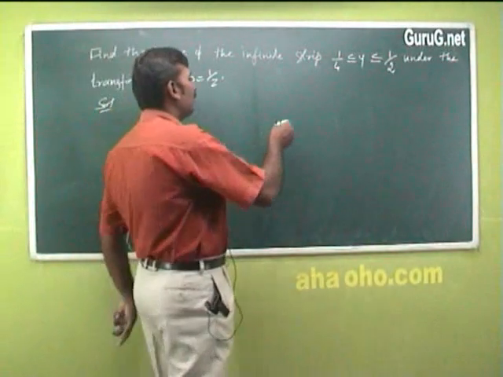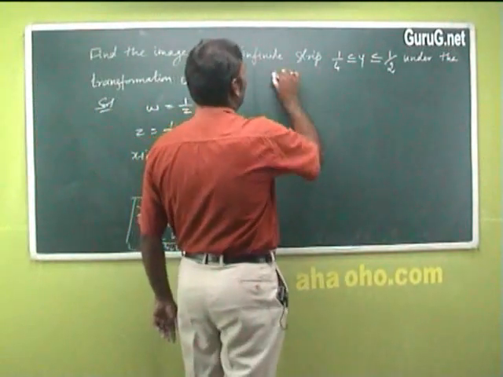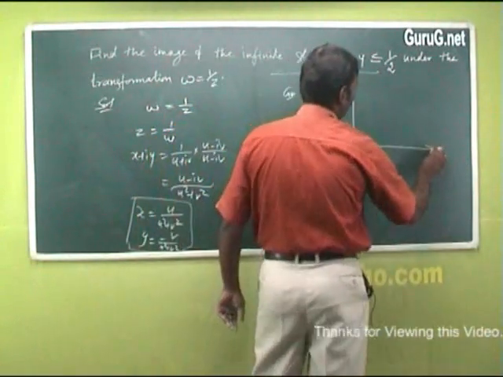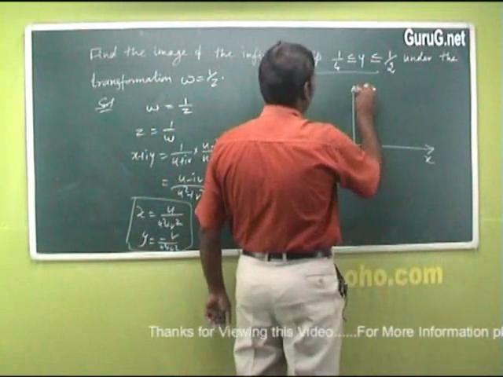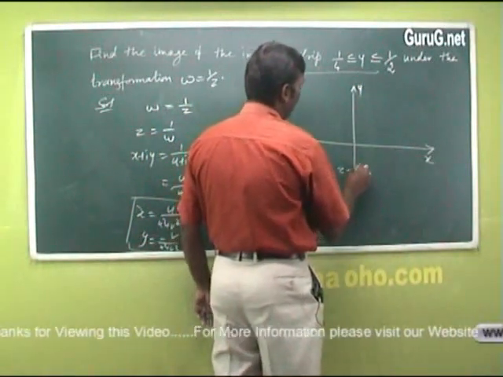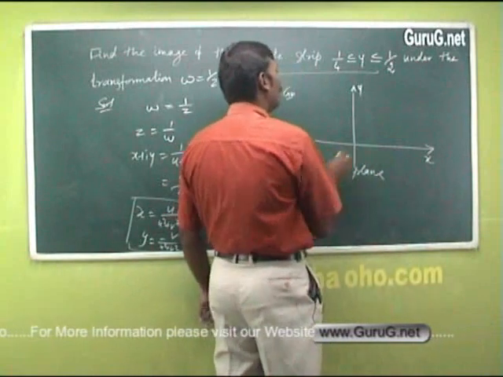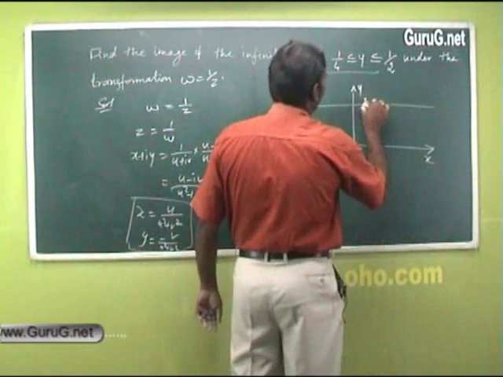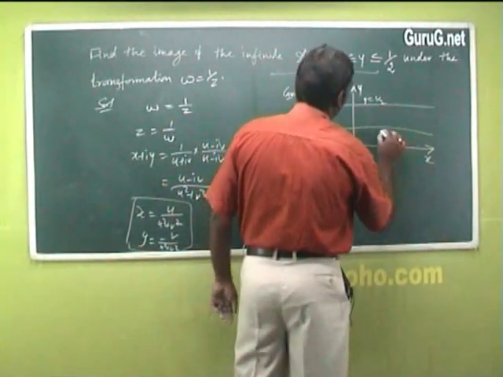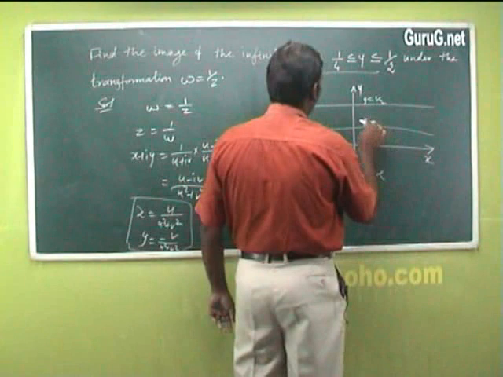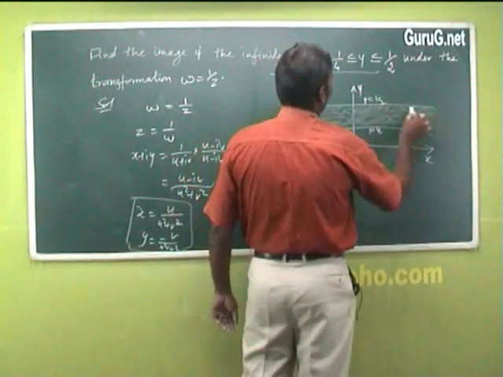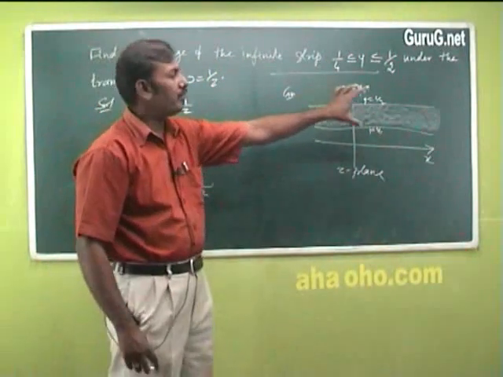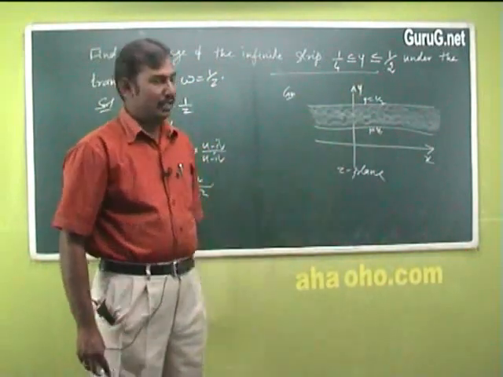What will be the image? Given the infinite strip in the z plane. So this is the x axis and this is the y axis. This is the z plane. This line is y equal to 1 by 2 and this line is y equal to 1 by 4. So between these, we have to find the image of this infinite strip in the W plane.